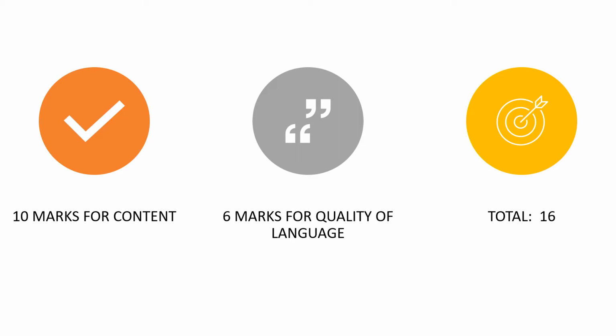So when the examiner is looking at your work, they give you 10 marks for content, 6 marks for the quality of language, and therefore the total is 16. So we need to know, how can we get 10 marks for content and 6 marks for quality of language, and what does that mean? So let's have a look at the mark scheme first for the content part.